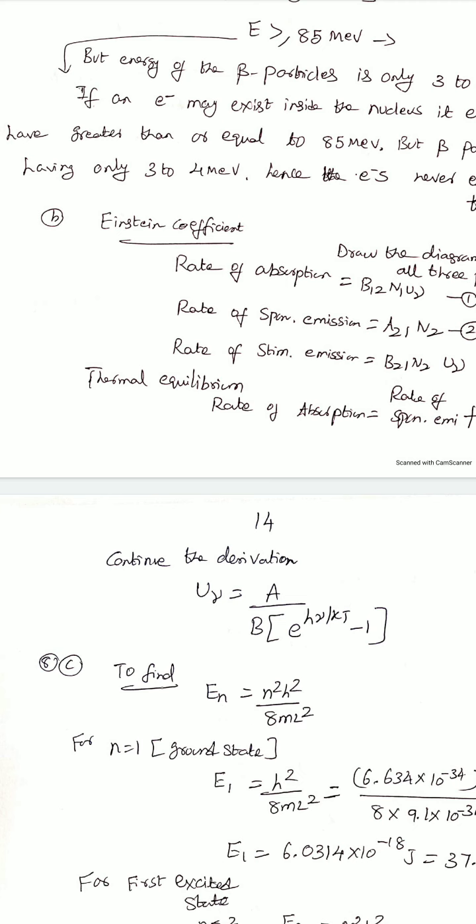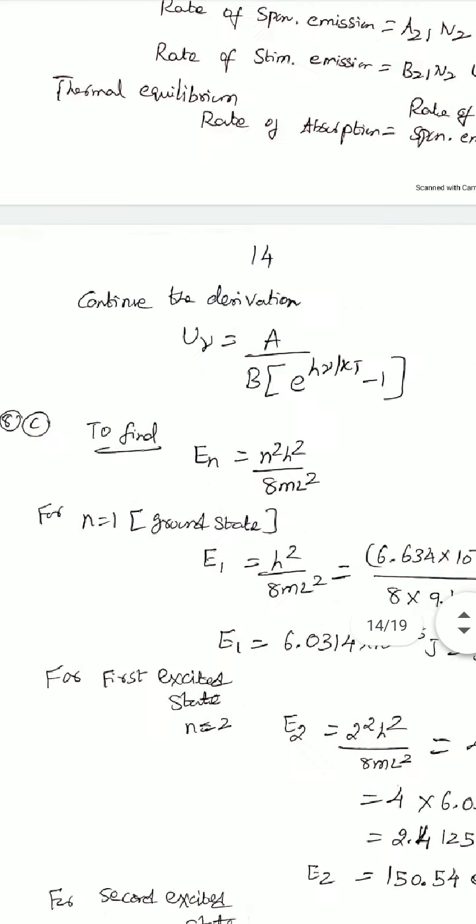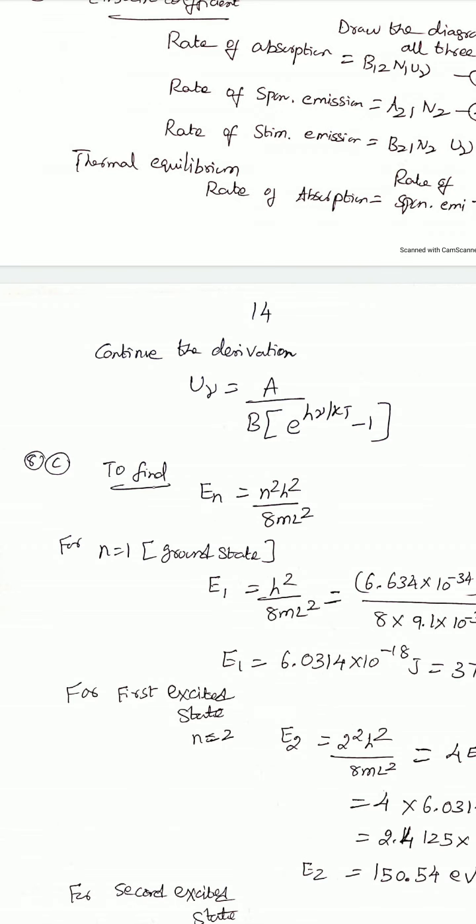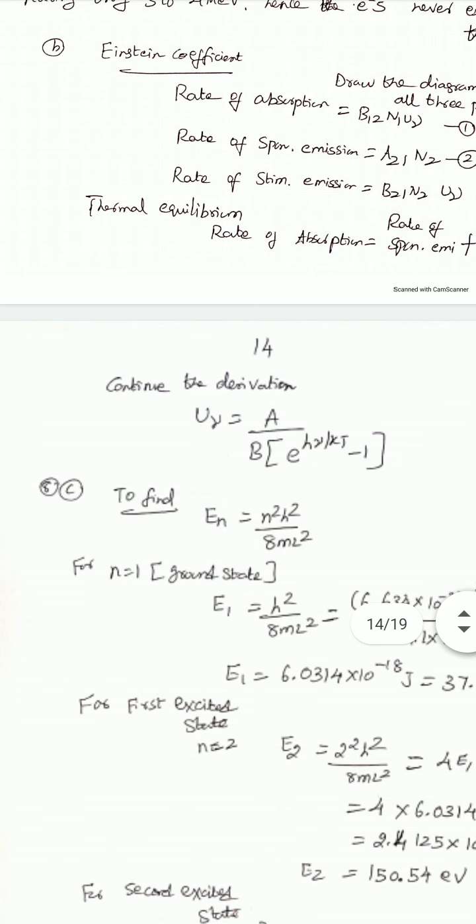Then 8c: an electron is bound in a one dimensional potential well of width 1 angstrom, with infinite walls, so the height is infinite. Find the energy value in the ground state and also in the first two excited states. As per quantum theory, the energy eigenvalues are given by En equals n square h square by 8m L square. Here n is the energy level, h is Planck's constant, m is the mass of the electron, and L is given in the problem.